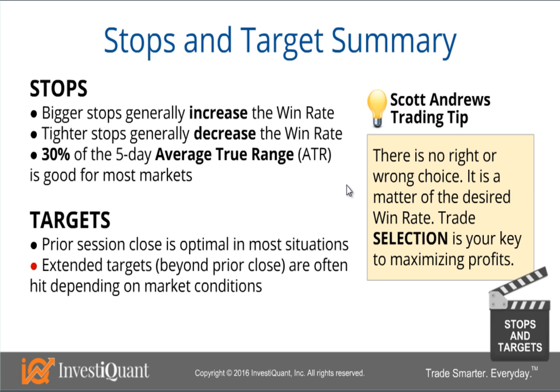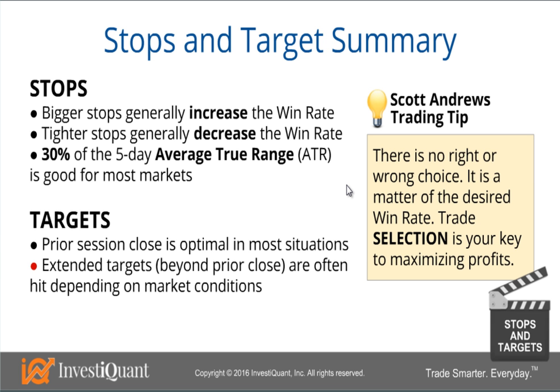So in general, the bigger the stop, the bigger the win rate. The tighter, the smaller the win rate. 30% of the 5-day average true range is what I use. And the target, for me, generally is the prior session close, and occasionally I'll even go for extended targets. And yes, for Monday gaps, I target Friday's close.